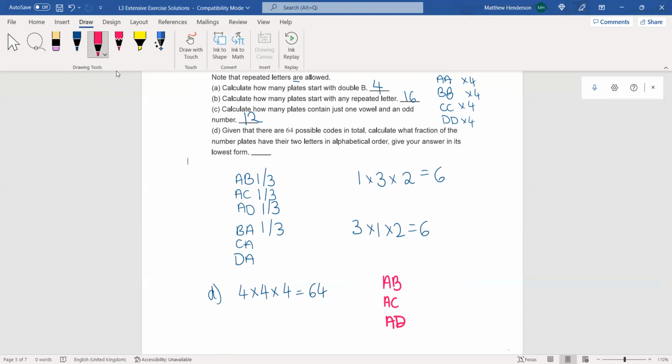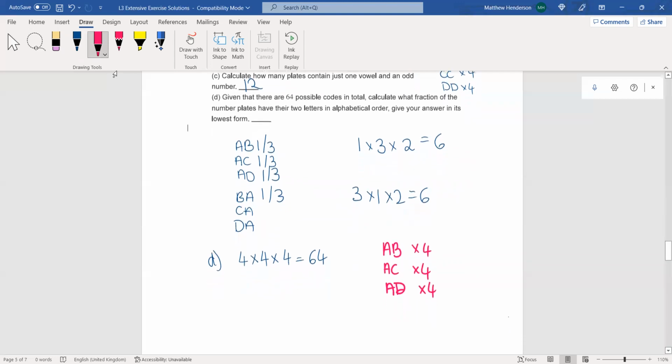So for each of these combinations, I think I could have any of the possible numbers. It doesn't say anything about the numbers. So I could have 1, 2, 3, or 4 for each of those ones. In fact, that's going to be the same for every combination. So we just need to find the number of combinations.